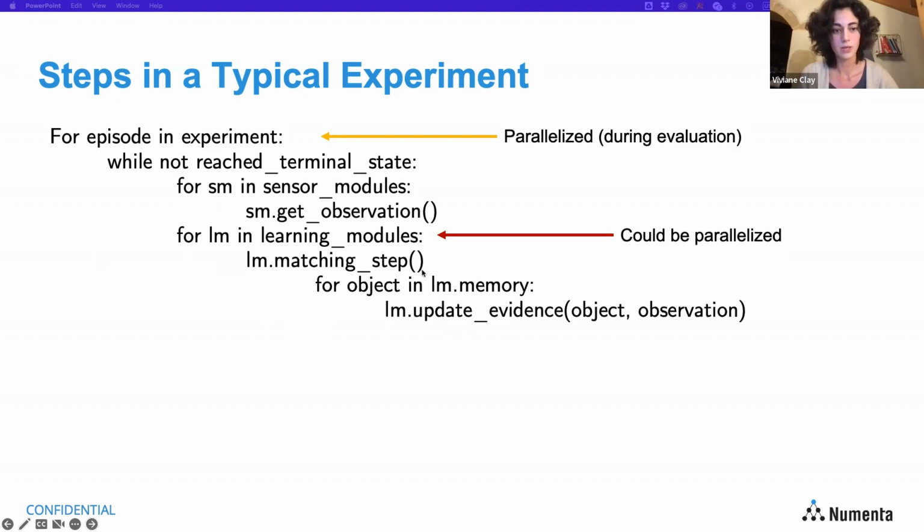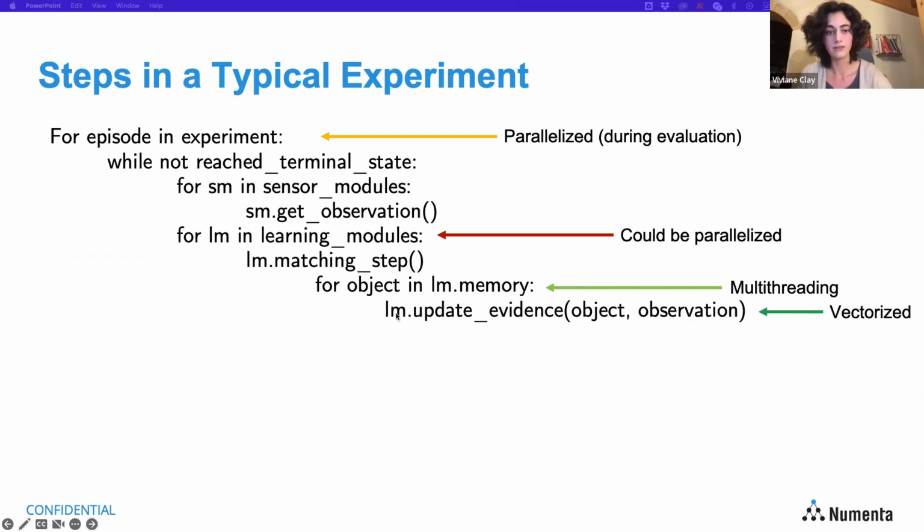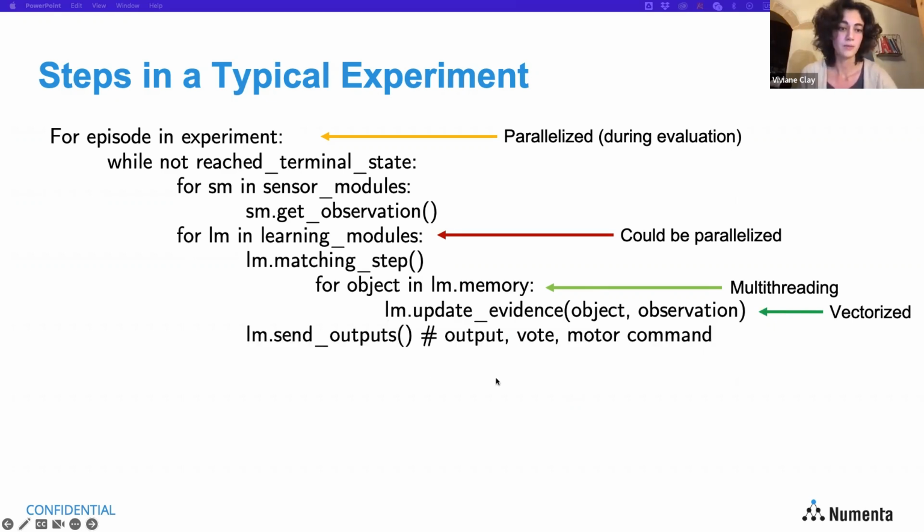And then for each matching step within one learning module, we have to loop over the objects in memory. And for each object, we have to update the evidence given the observation. The loop over objects, for this we use multi-threading, and then the evidence update is vectorized, so it's mostly large matrix multiplications. Then the learning module sends outputs. That's an output of the object it thinks we're on, its pose, and then a vote and a motor command.